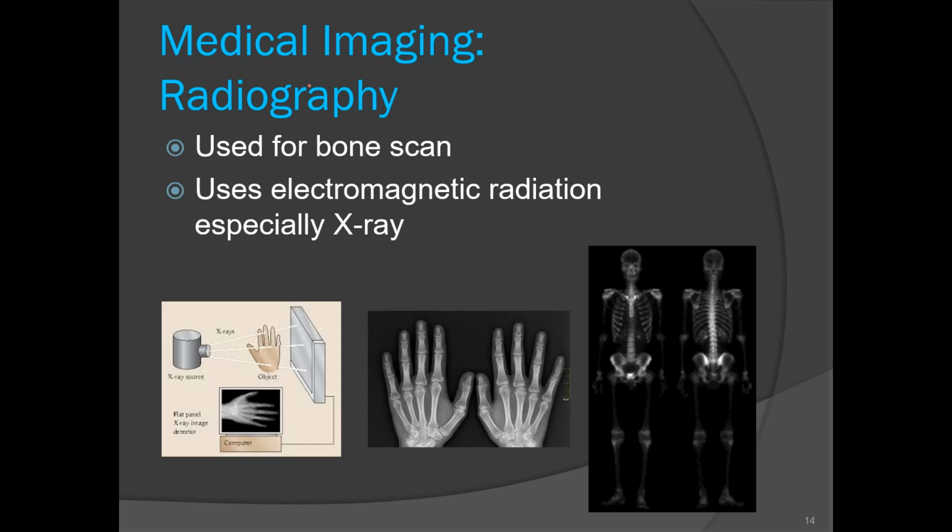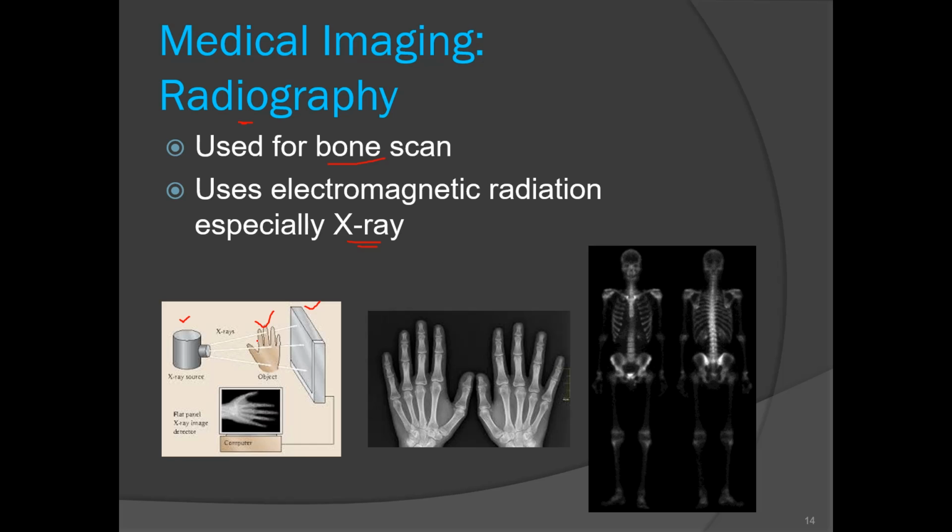So the first application is radiography. Okay, it is used for bone scans, and majorly we use X-rays in radiography. So it uses electromagnetic radiation, especially X-ray imaging. Now what is the process here? We will have a source which emits the X-rays, and the patient will be placed between the source and the detector. Now these rays will pass through the patient's body.